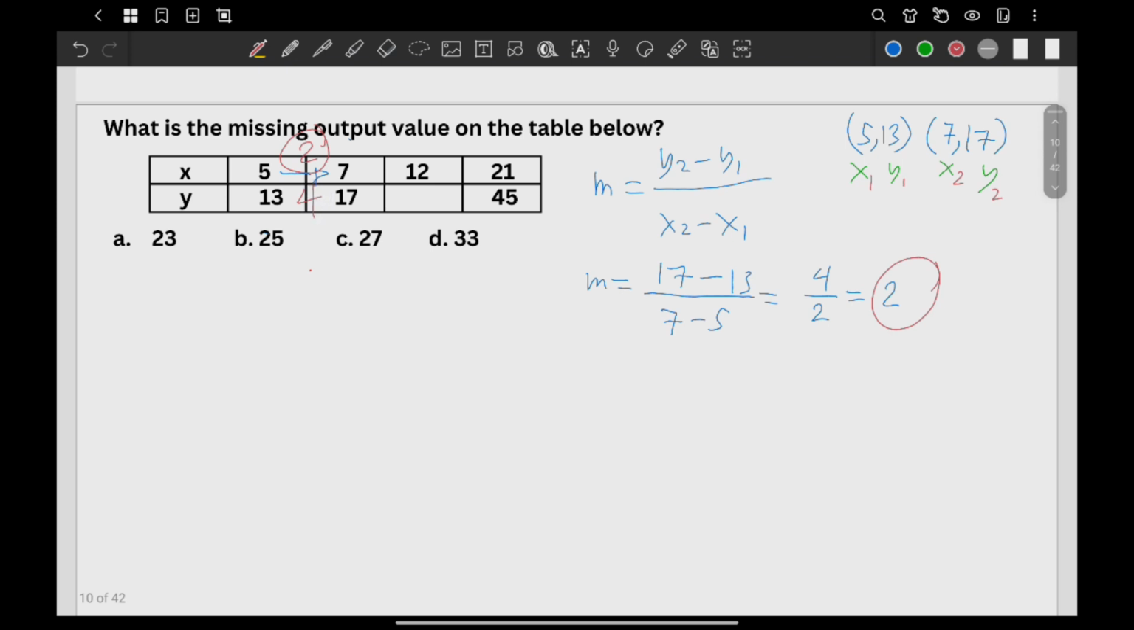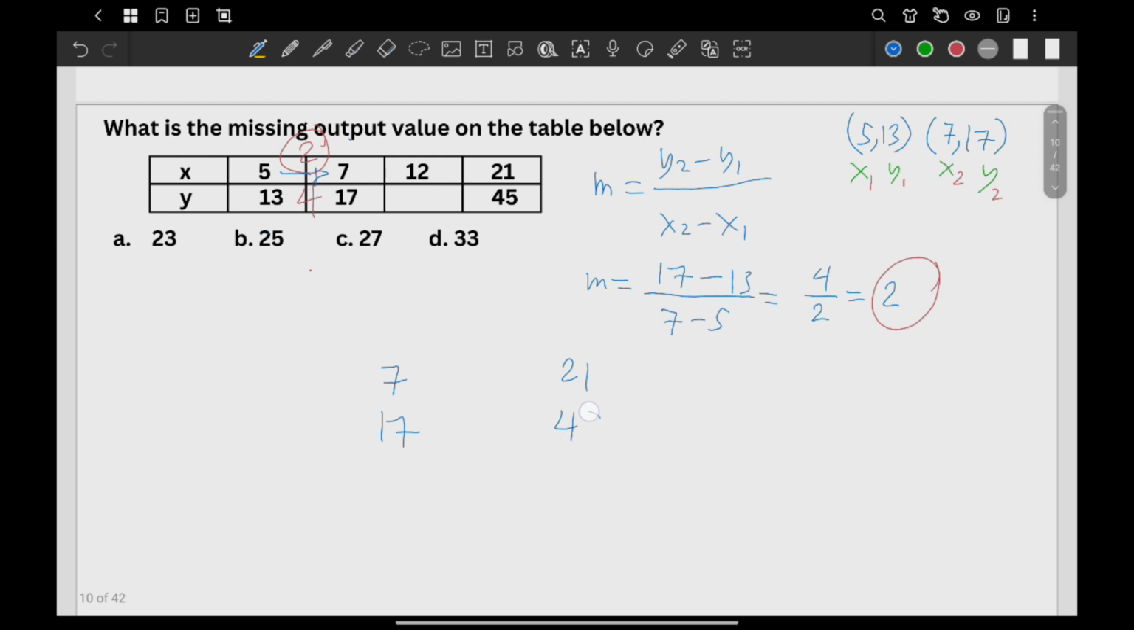What's 13 plus 4? 17. So you get the 17. One more. Let's say we compare from 7 to 21. Let's see what happened. From 7 to 21, what did we add? We added 14, right? Okay, I will put the values here. 7, 17. And then 21, 45.